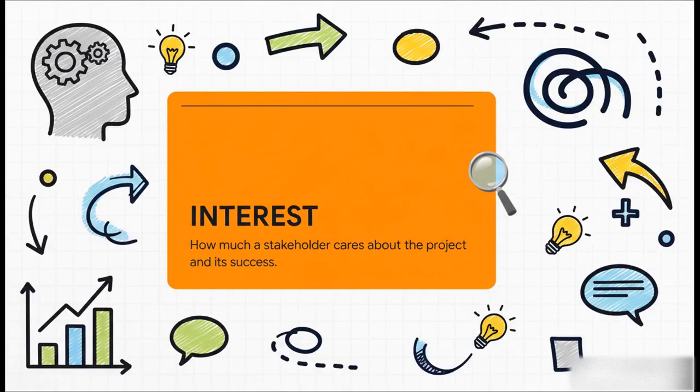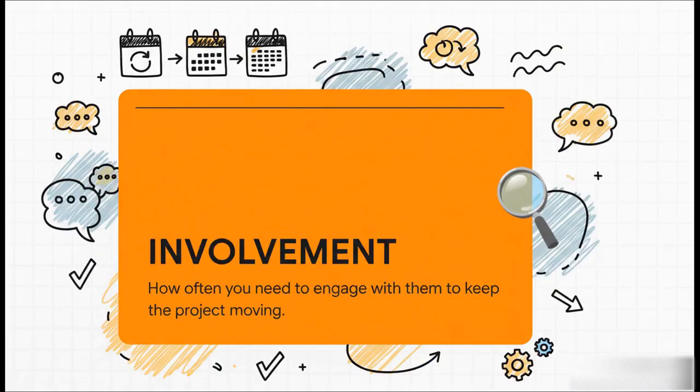Next, we've got interest. This is all about how much they care. Is your project's success critical to their job and their goals, or is it just another thing on their endless to-do list? And finally, involvement. Now, this one is purely practical, and it's totally different from interest. For example, a systems admin might have 0 interest in your marketing campaign, but you might need their high involvement to get access to a server. This score is just asking, how often do you need to talk to them to get stuff done?